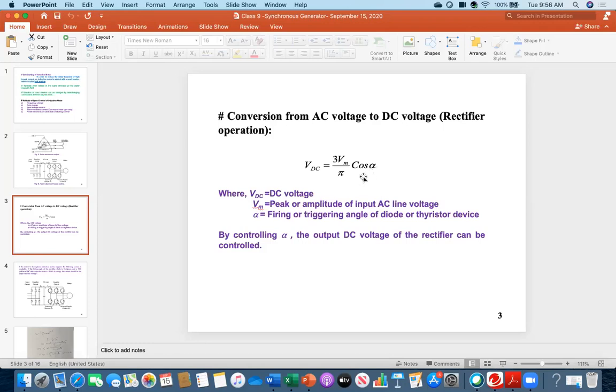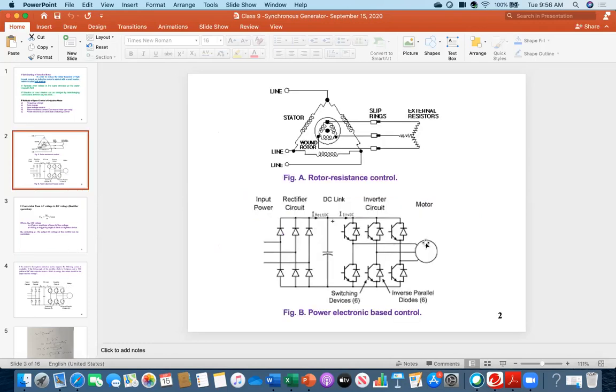Now clearly you can see, because this is cosine alpha, alpha can be 0 degrees, alpha can be 90 degrees. If it is 90, then cos 90 is 0, so you can make the DC voltage fully 0. And 0 degrees means that is the maximum value of DC voltage. Therefore, depending on how much speed you need to control, it depends on the system and application. Accordingly, you have to generate and control the voltage, and accordingly it will appear here.